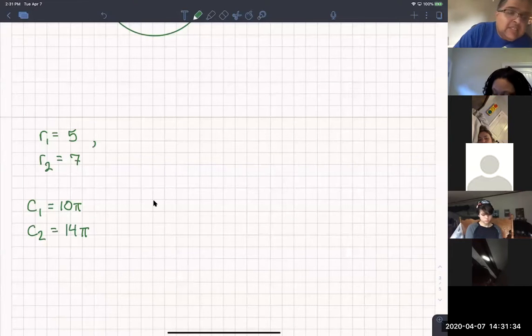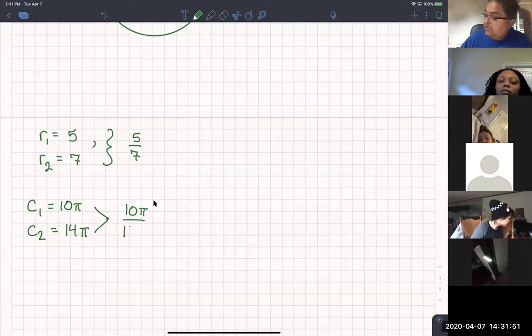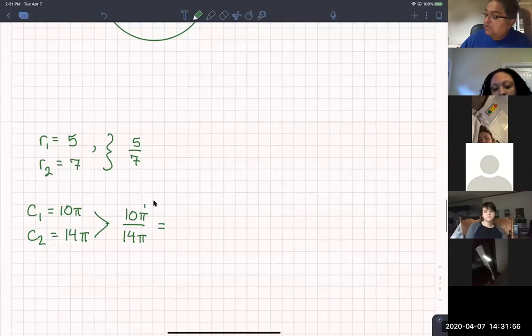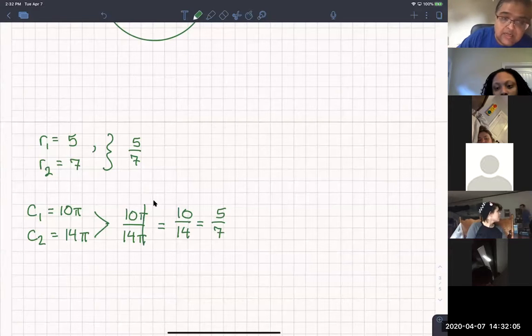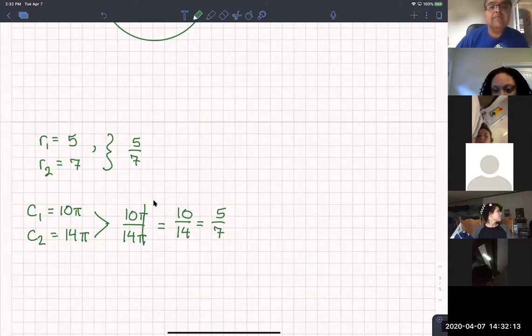How can we show that these two circles are similar? Okay. Well, if the radii are 5 and 7, that means the scale factor is 5 to 7. Okay. So now we have to show that the circumference also have the same scale factor. So you put one circumference over the other and reduce. So the pi's cancel. And that's 10 over 14, which is 5 over 7. Okay. So if the ratio of the circumference is the same as the ratio of the radius, then the circles are similar.